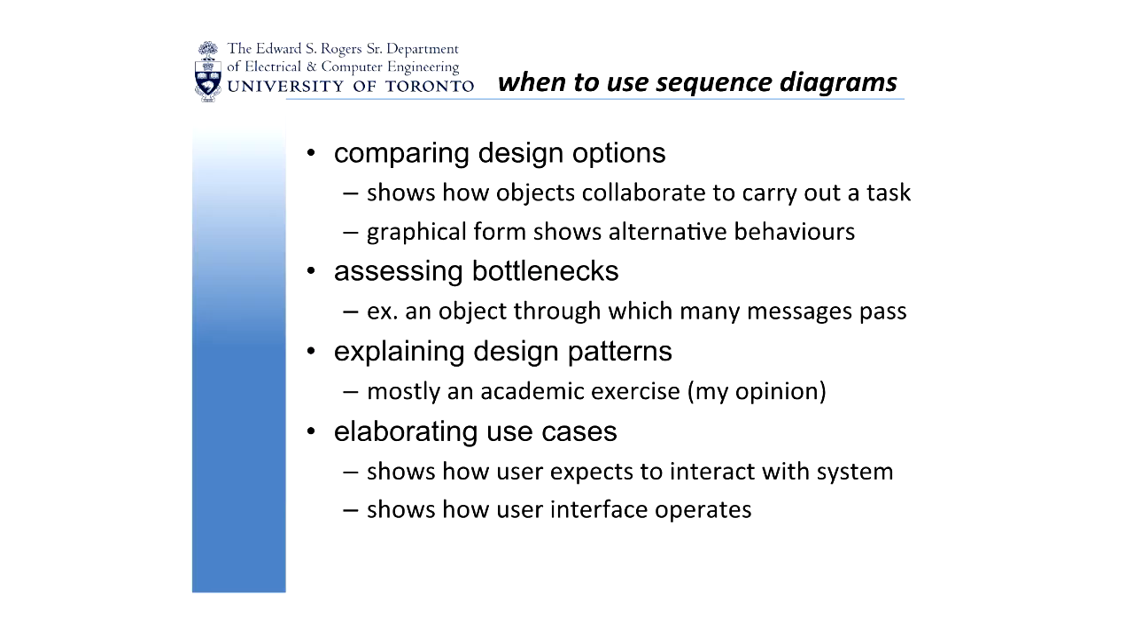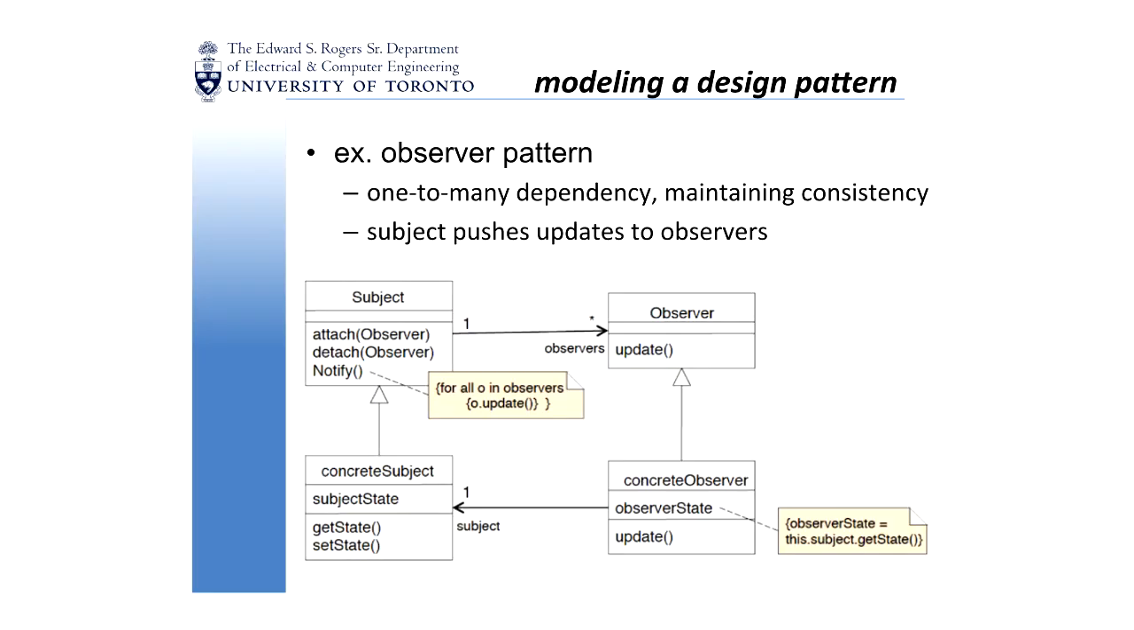So when should we use sequence diagrams? They are best for comparing design options, assessing performance bottlenecks, like an object that too many messages pass through, explaining design patterns, and elaborating use cases to show exactly how the user interface should operate.